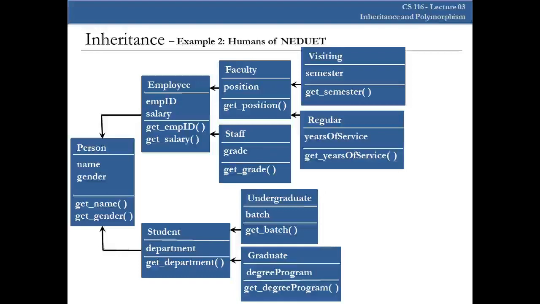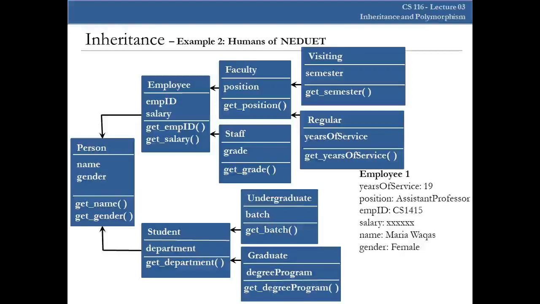Now let's instantiate an object of this class regular, right? Now I'm calling this object employee 1. Years of service 19, position is assistant professor, employee ID is given, salary is encrypted here, and that's me, and gender is female, right?